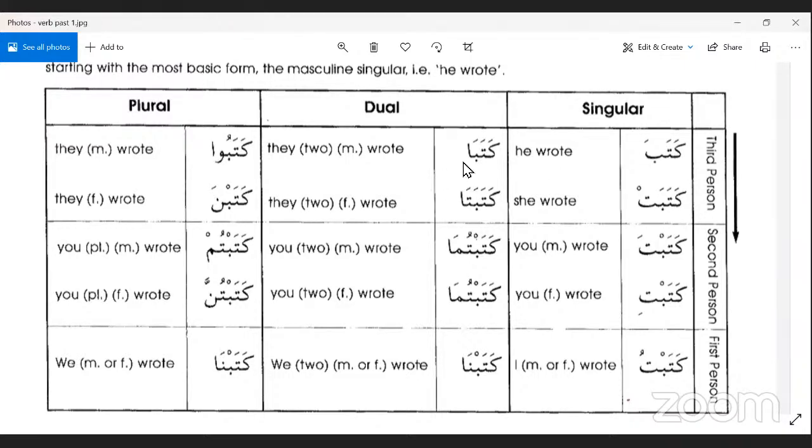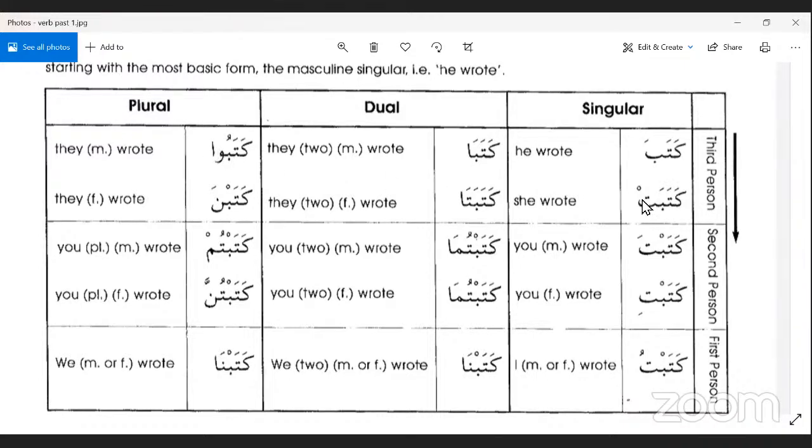Then we have kataba. So Sister Samina, in kataba, the alif is the fa'il. This is the dual, which means they both wrote. How many people wrote? 2 people wrote. And then we have katabu, which is more than 2 people. They all wrote. So in katabu, the waw is the fa'il, the waw itself is the sign for they all. So you have kataba, he wrote, kataba, they both wrote, katabu, they all wrote. There are 3 forms for he, they both and they all.